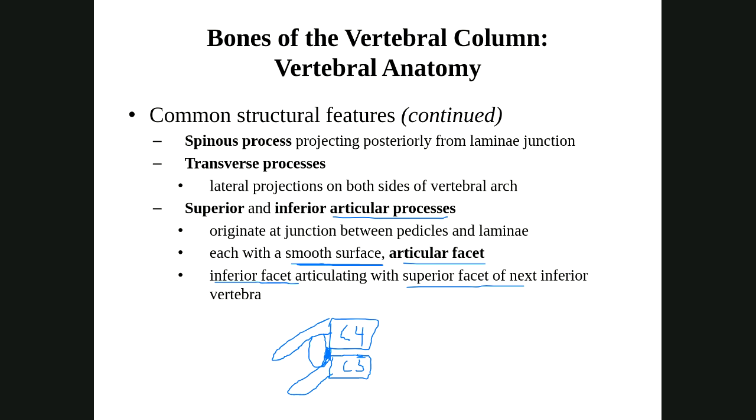So what this is saying, the inferior facet of C4 is going to articulate with the superior facet of C5, or the inferior vertebra. You guys see that? Okay. So the inferior facet down here of C4 articulates with the superior facet of C5. Okay, even though C5 is right below that other vertebra there.